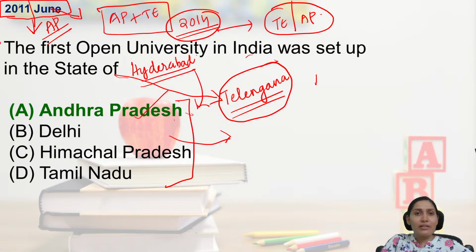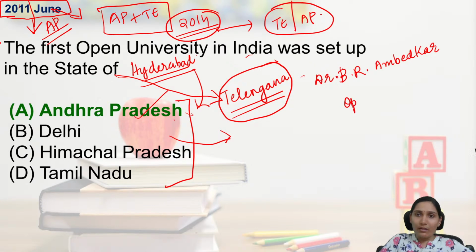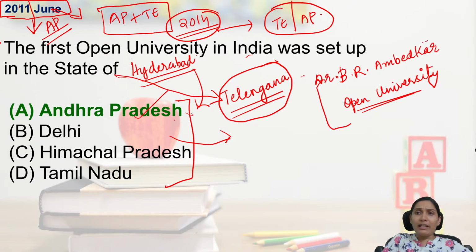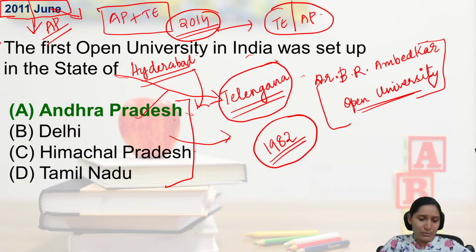Now the name of the first open university in India is Dr. B.R. Ambedkar Open University, Hyderabad. So Dr. B.R. Ambedkar Open University, which is in Telangana, earlier Andhra Pradesh. When it was established, it was definitely in Andhra Pradesh. It was established in 1982. Now, the second one was established in 1987, which is Vardhaman Mahavir Open University.